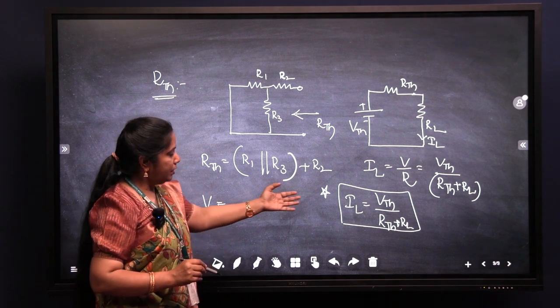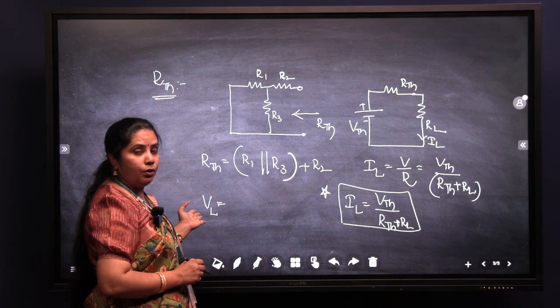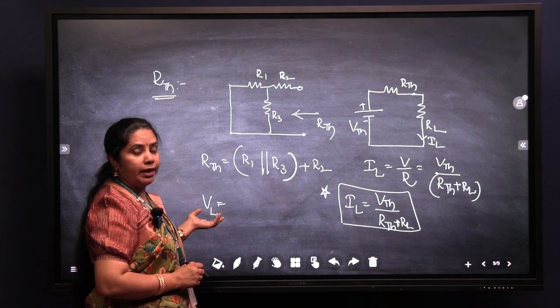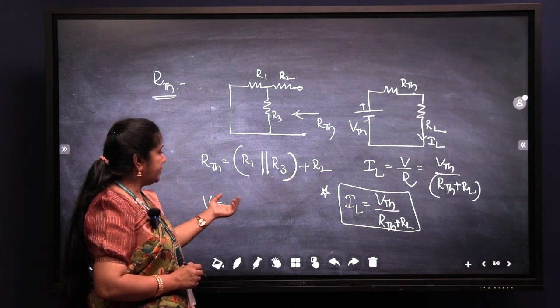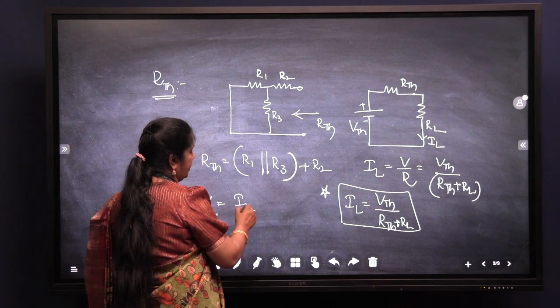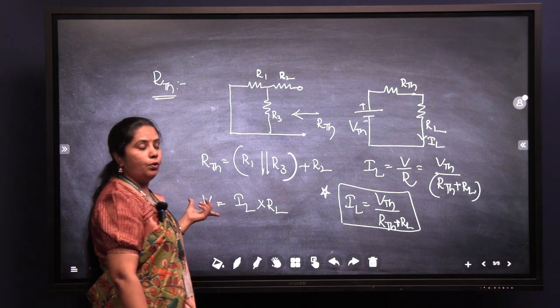Okay, so now we have calculated the IL value and we will see how to calculate the load voltage. To calculate the load voltage we can use again Ohm's law. Voltage is nothing but current multiplied by resistance. The current is again IL, that is the load current, multiplied by the load resistance, and you will get the load voltage.